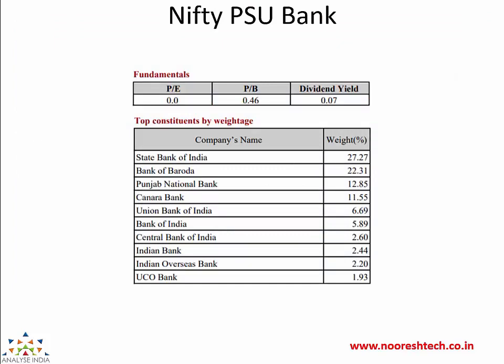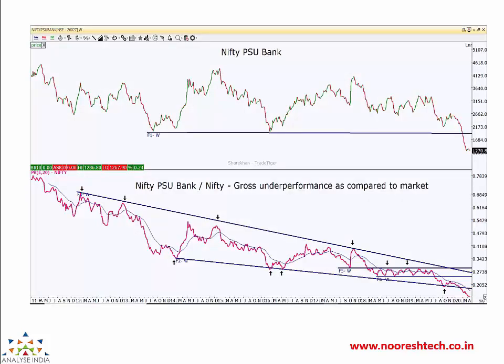Next we see is the Nifty PSU Bank, where the majority of the weights is contributed by State Bank, Bank of Baroda, Punjab National Bank and Canara Bank. Let us look at the Nifty PSU Bank chart. Again, the ratio chart has been in a constant downtrend where it is making lower highs and lower lows. However, the Nifty PSU Bank price chart has just broken down the 2016 and 2013 levels. This shows that Nifty PSU Bank is a constant underperformer as compared to Nifty.